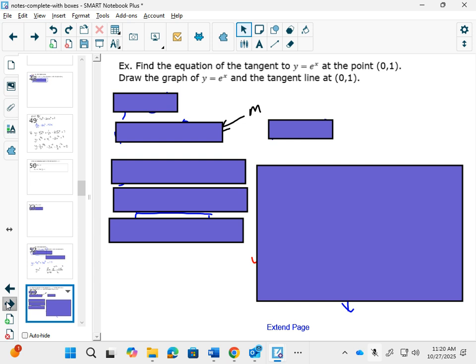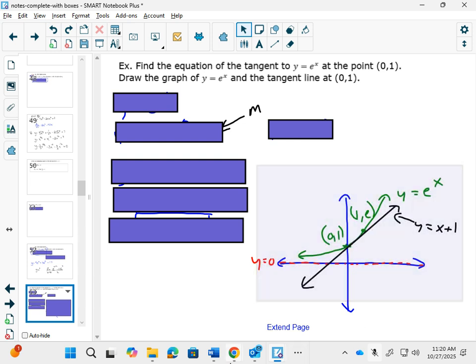Find the equation of the tangent to y equals e to the x at the point 0, 1. Draw the graph of e to the x and the tangent line. So this is what we're looking for. I'm going to start with the graph. Let me draw that. There's my graph of e to the x. At 0, 1, I drew a tangent line. You don't know the equation yet. We still have to figure that out.